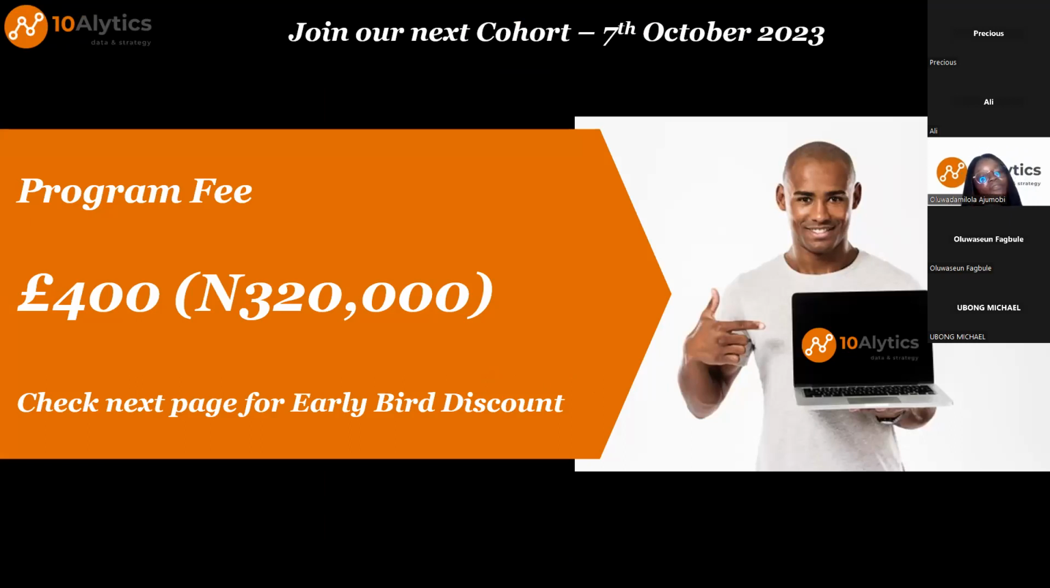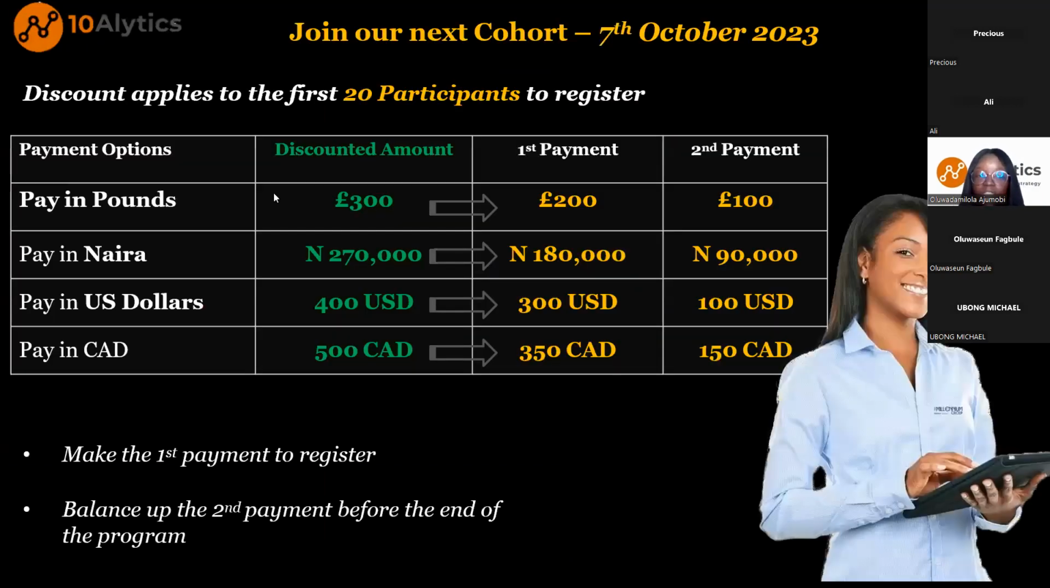The original program fee is £400, which is 320,000 naira if you're paying in naira. But we have a special discount that is currently ongoing. So for the first 20 participants to register, you get to pay £300. Instead of paying 400, you get to pay the discounted amount, which is £300. If you're paying in naira, instead of 320,000 naira, you get to pay 270,000 naira. If you're paying in US dollars, you get to pay 400 USD. If you're paying in Canadian dollars, you get to pay 500 Canadian dollars.